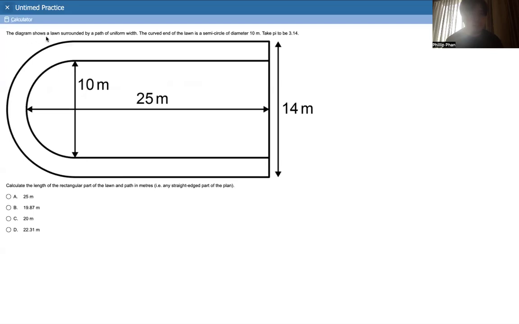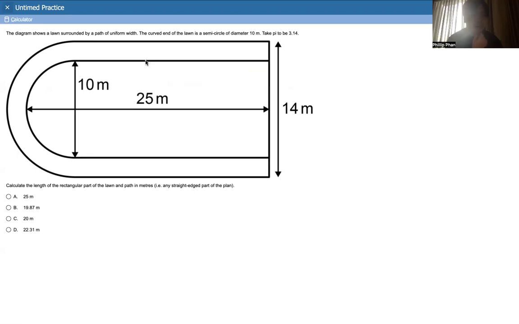All right, a lawn surrounded by a path of uniform width. The curved edge of the lawn is a semicircle of this one. So calculate the length of the rectangular part of the lawn and the path in meters.